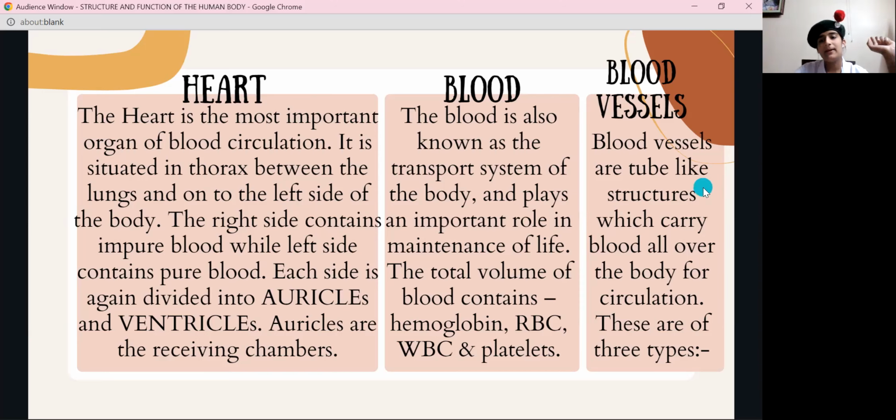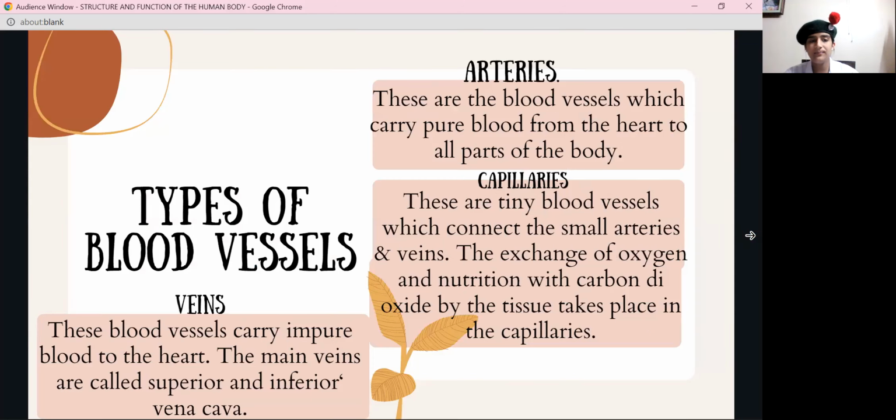Blood vessels. Blood vessels are tube-like structures which carry blood all over the body for circulation. These are of three types. Number one, arteries. Number two are capillaries, and the third one are veins. Arteries are the blood vessels which carry pure blood from the heart to all parts of the body.